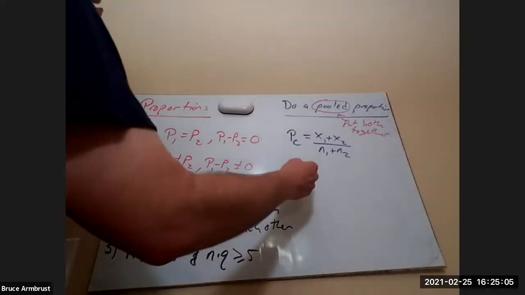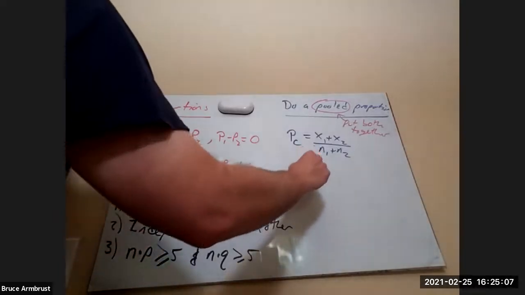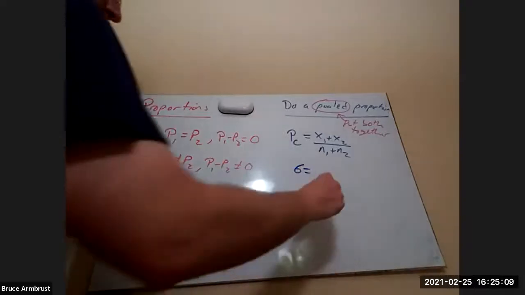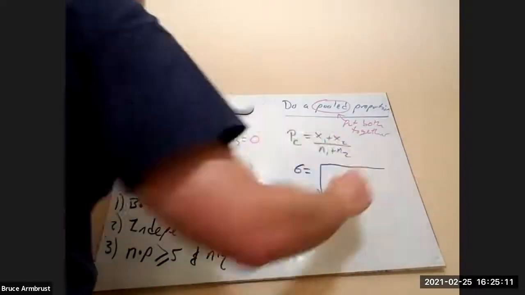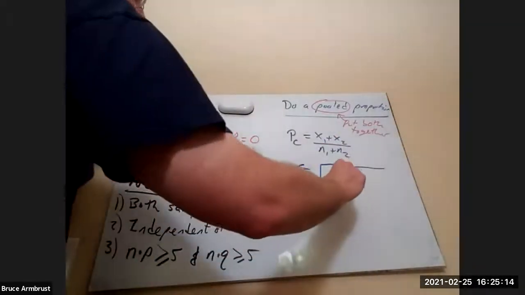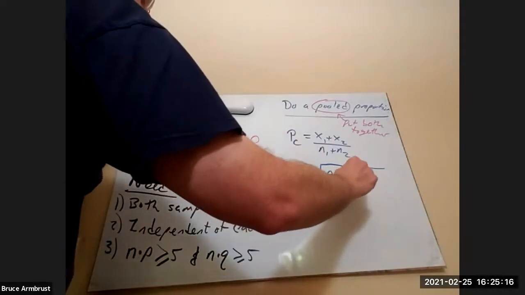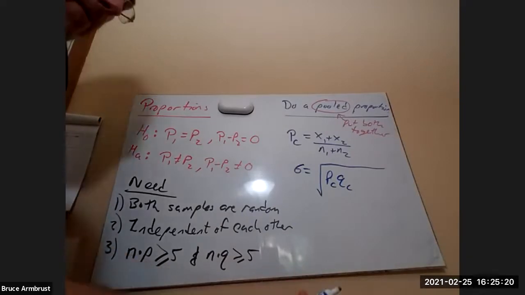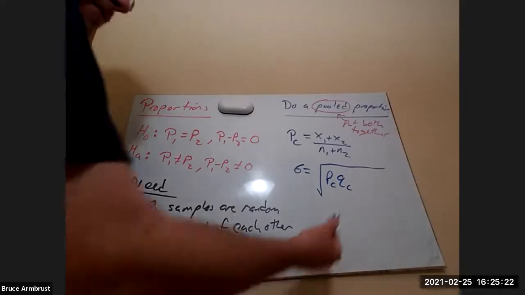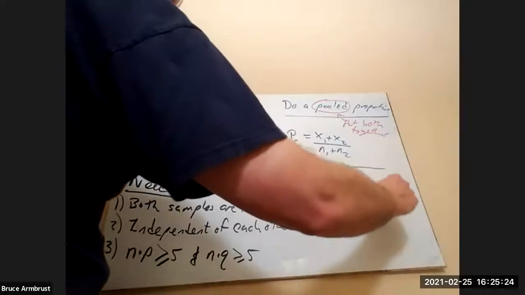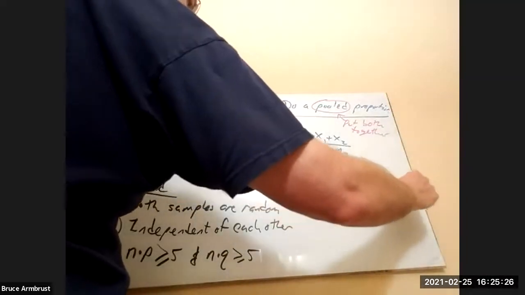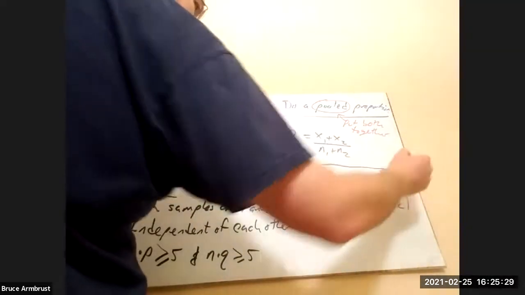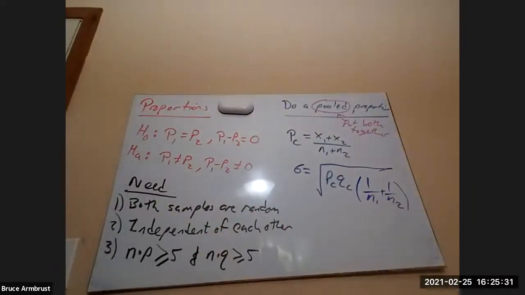And then if we want to calculate the standard deviation, and this is another time when you go, thank God for calculators and computers, you're going to take that PC times that QC. And you may remember that what we did when it was just a regular proportion, we divided by n. Well, this time we're still dividing by n, but it's coming from adding the 1 over n's for both sets.